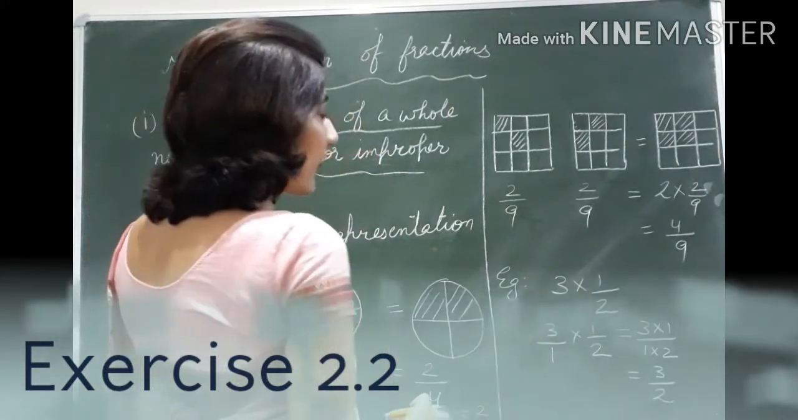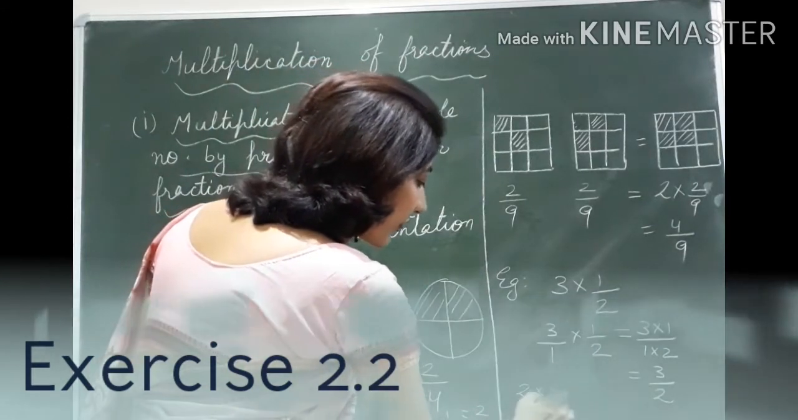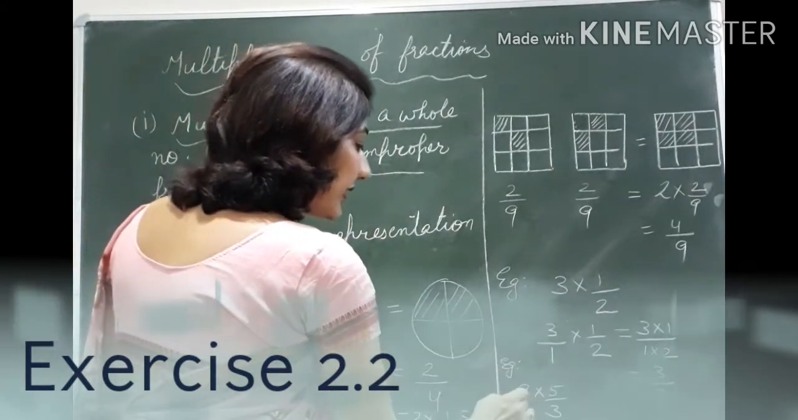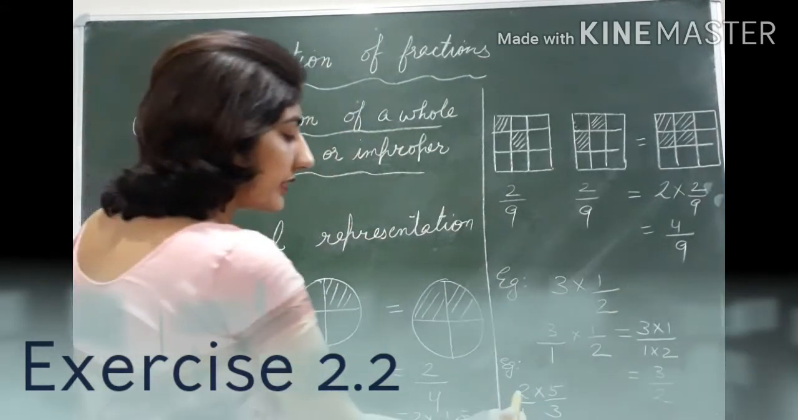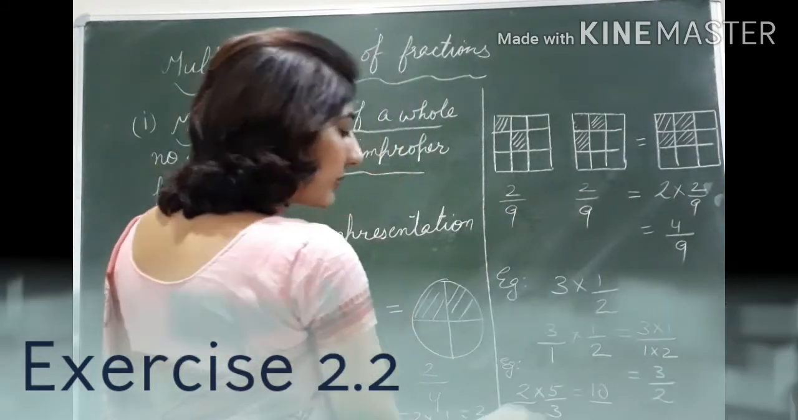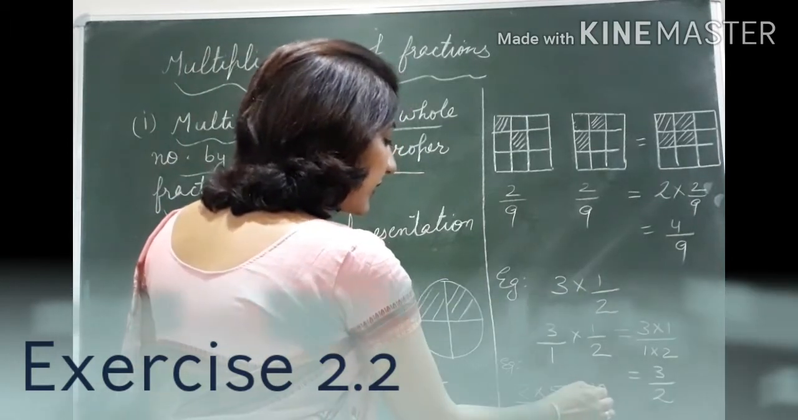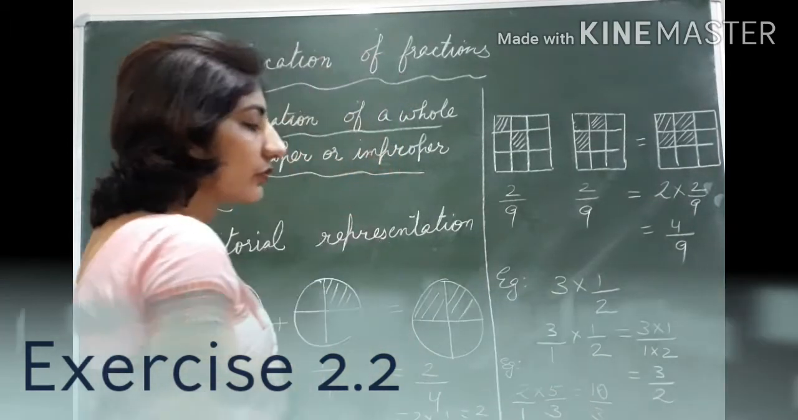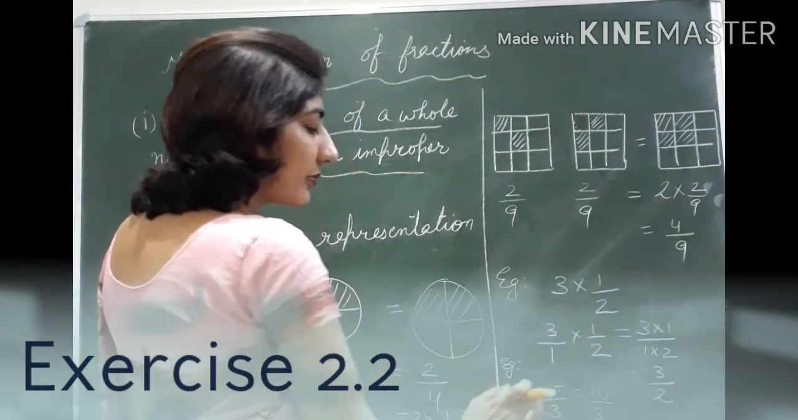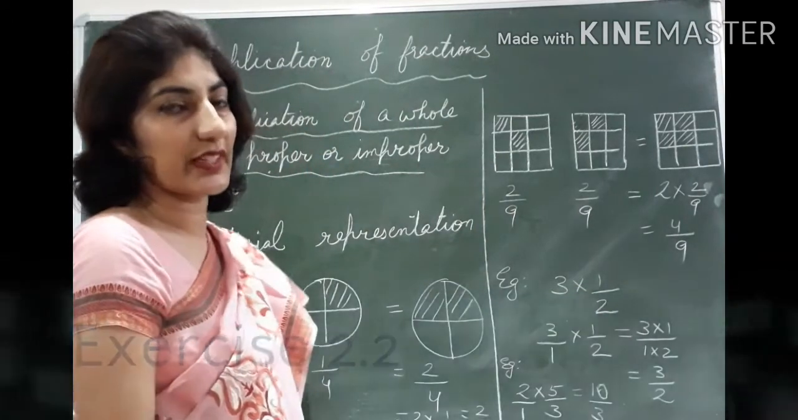I can take an improper fraction also here. Suppose I have 2 multiplied by 5/3. So here what I will do? Same. 2 I will write as 2/1. Numerator multiply by numerator, 2 into 5, 10. Denominator multiply by denominator, 1 into 3, 3. So answer is 10/3. If the answer comes in improper fraction, we change it to mixed fraction. But here, whole number was multiplied by an improper fraction, so answer obviously will come in improper fraction.